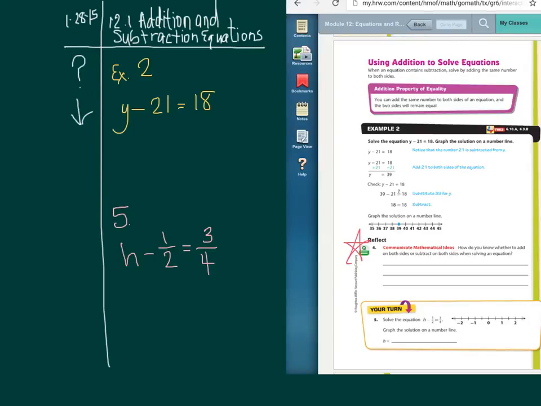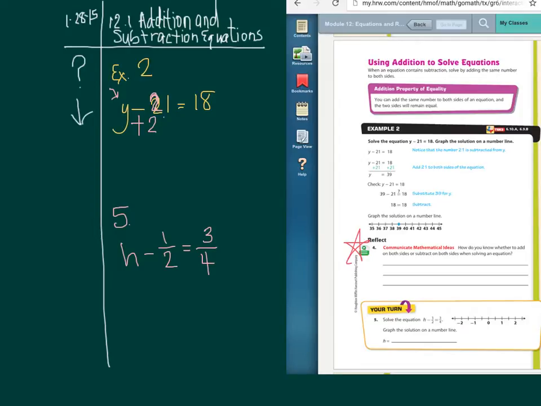The next example, example 2, says y minus 21 equals 18. I'm not going to draw the line in the middle anymore because it makes a mess. But what is it that we want to get by itself? We want to get y by itself, which means we're going to have to get rid of this 21. What's different about this problem from the other ones is that this is y minus 21. So to get y by itself, you have to do the opposite. You're going to add 21.